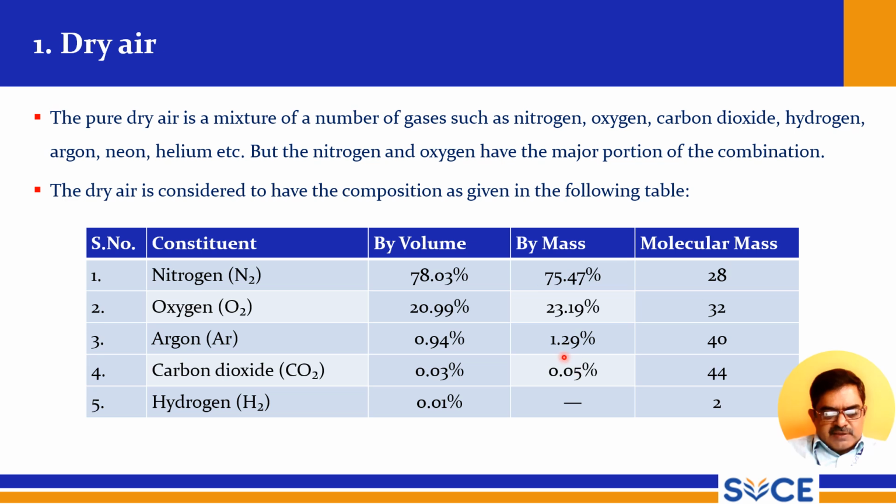And if you see, by mass it is 1.29 percent, and we have 40 in terms of molecular mass. And carbon dioxide is very low, it is 0.03 percent, and by mass it is 0.05 percent, and molecular mass is 44. And hydrogen is 0.01 percent, and by mass it is almost negligible, and molecular mass is 2. So this table, all of you please remember, and it will be very handy while solving the problems also.